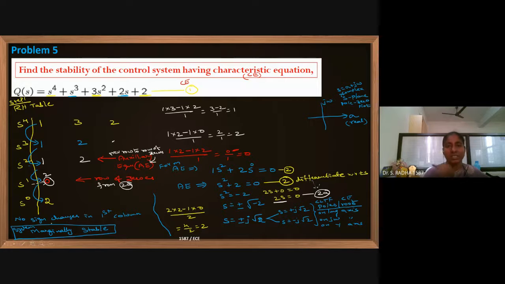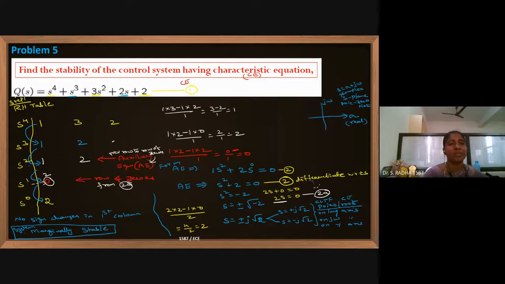If at all sign changes come in the first column, then definitely the system is unstable. Whenever a row of 0 comes, we cannot decide the system is stable. It may be either marginally stable or unstable. That we will know only when we know the location of all the roots. In the first column we are not having any sign changes, so the remaining roots are present on LHS. That is our conclusion.